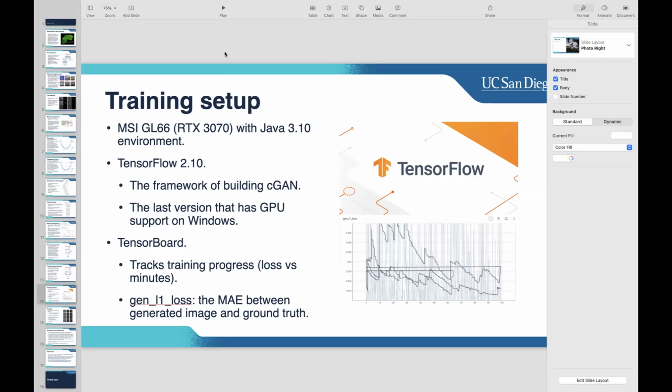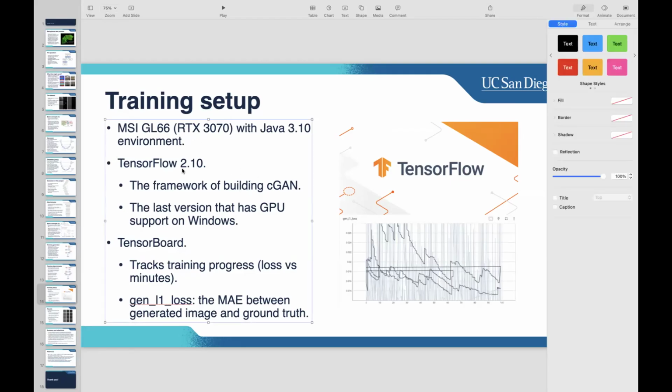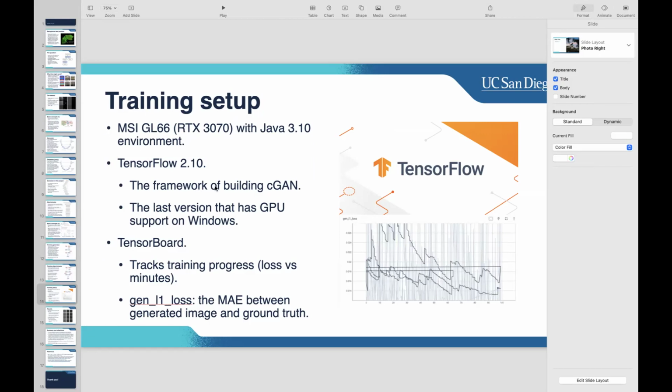Before I show you the training result, this is basically my training setup. I'm using my own gaming laptop, and I'm running TensorFlow 2.0 because this is the last version that has GPU support on Windows. I tried to install Linux on Windows, but I couldn't figure out how, so I can only use this old TensorFlow version. I think it was released back in 2023, so it's not that old.